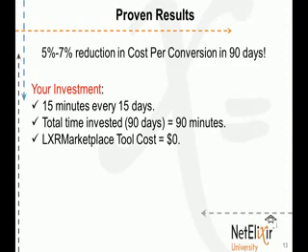So again, to re-emphasize the importance of this tool, all that you need to do as a search marketer is spend 15 minutes every 15 days. That is 1 minute per day. The total time invested by you in 90 days, which is 3 months, is 90 minutes, which is an hour and a half. The tools cost nothing. They're all free.